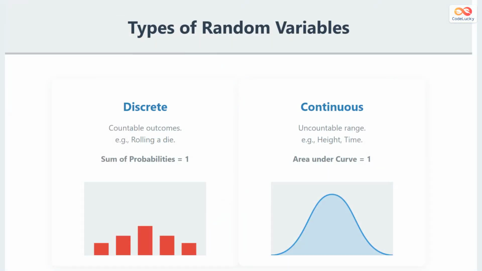First, it is important to understand the difference between discrete and continuous variables. Discrete variables, like the result of rolling a die, have specific, countable outcomes. Their probabilities sum up to 1. Continuous variables, however, like height or time, can take on any value within a range. For these, we cannot just add up individual probabilities. Instead, we look at the area under a curve.